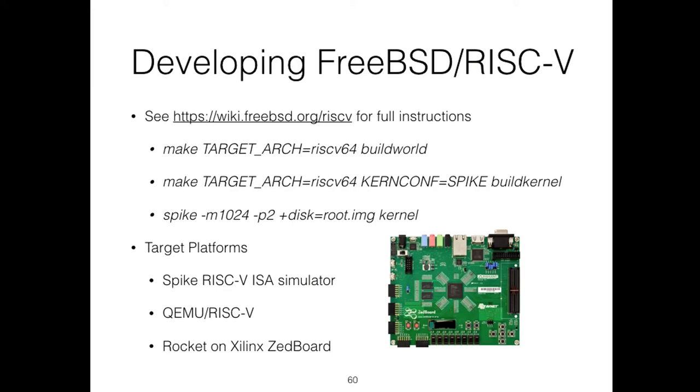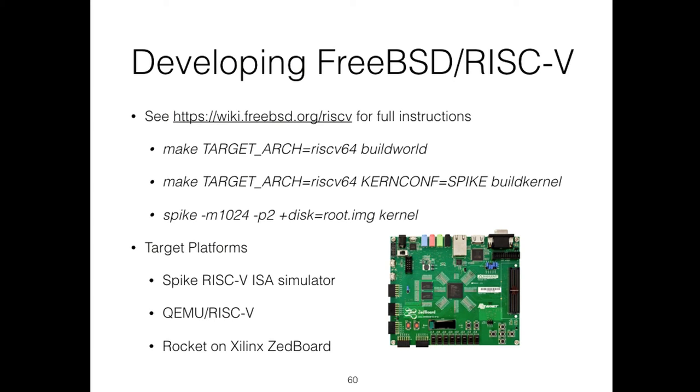If you want to develop FreeBSD on RISC-V, you should go to the wiki page. It has all of the details and lots of information linked from there. But you can just run build world and build kernel, and I guess build distribution as well. So you can run make with TARGET_ARCH set to riscv64, and a build world, and then you can do the same thing for build kernel.